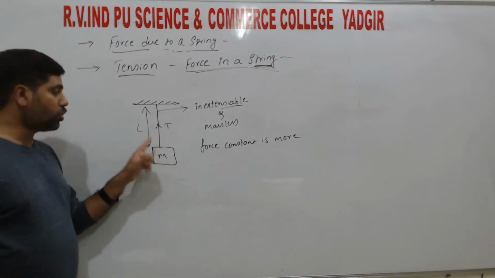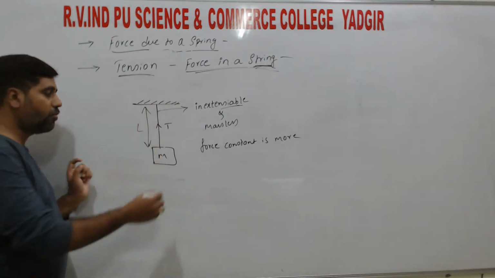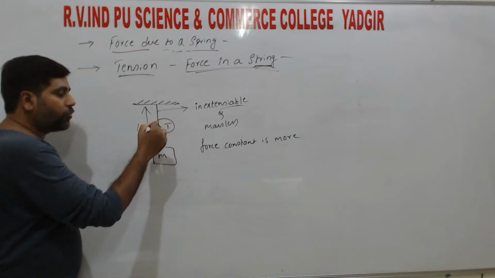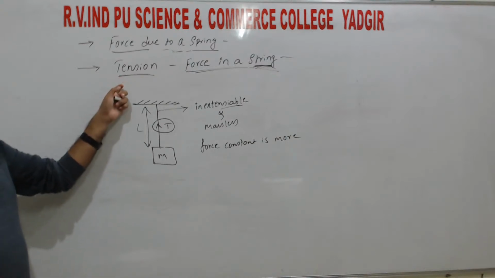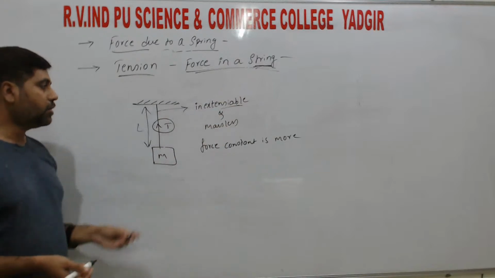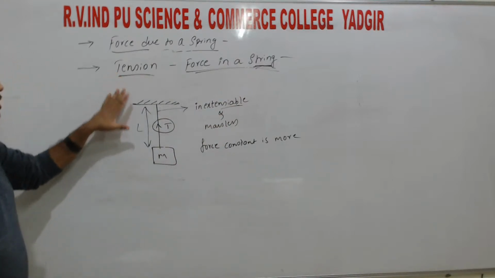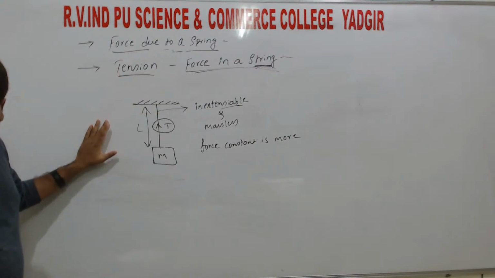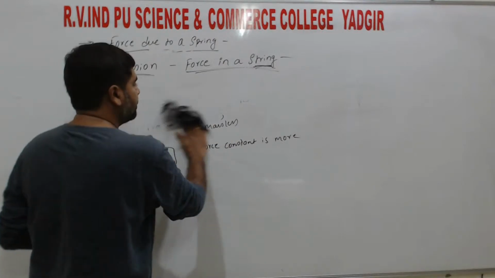So if an object is connected with a thread or string, there is always a force. That force we mention as tension, right? But tension is also a force which will be observed in the string or in the thread, right? So these are the few forces which we are going to discuss in mechanics, right?